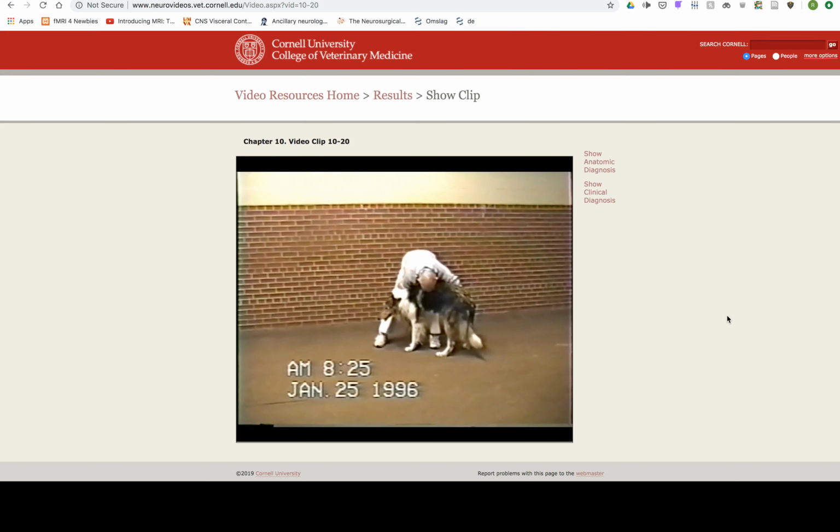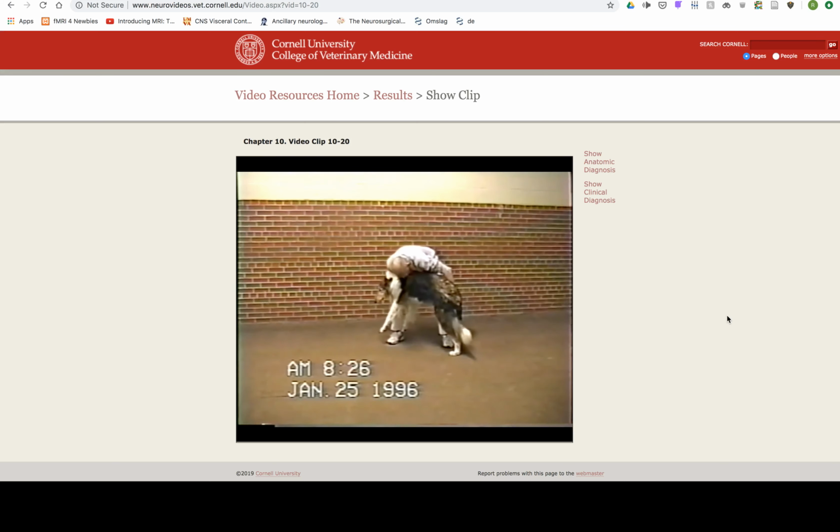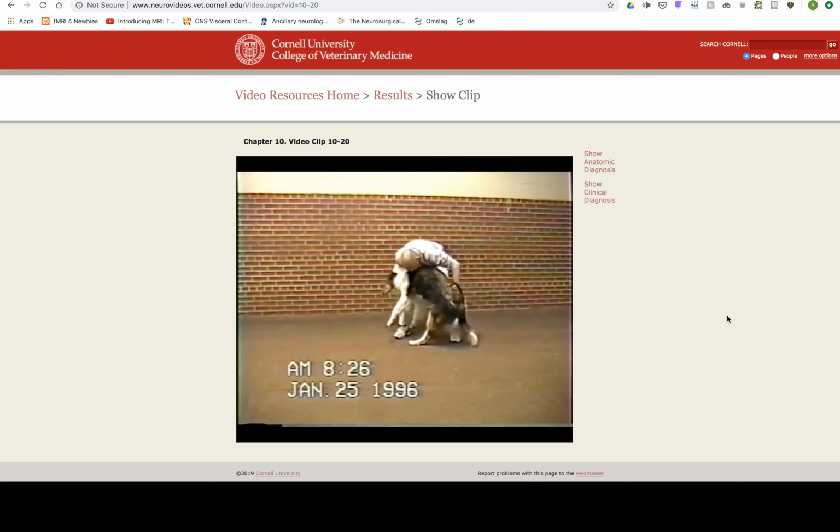Video 10-20 shows Macduff, an 11-year-old male collie with a history of 6 to 8 months of slowly progressive difficulty using his pelvic limbs. Note the absent left patellar reflex but normal tone and no atrophy in that limb.